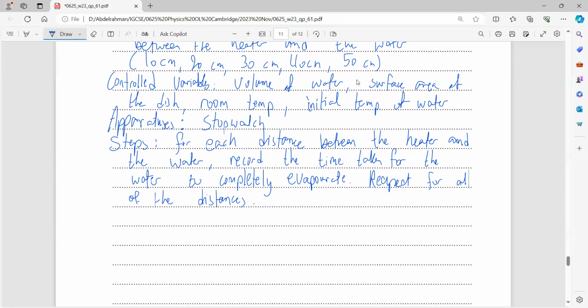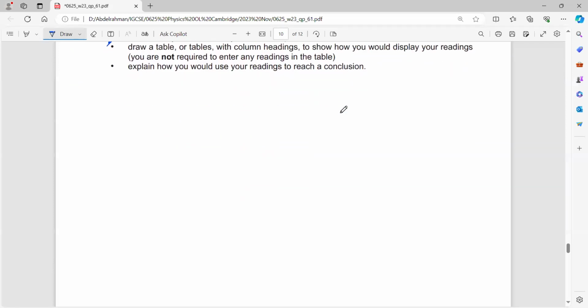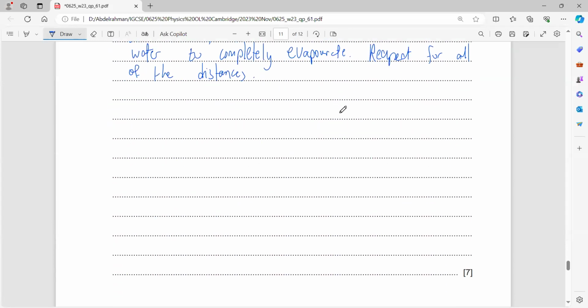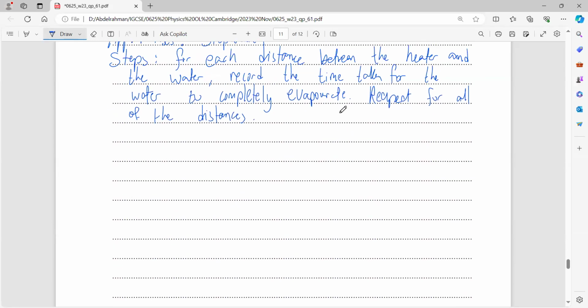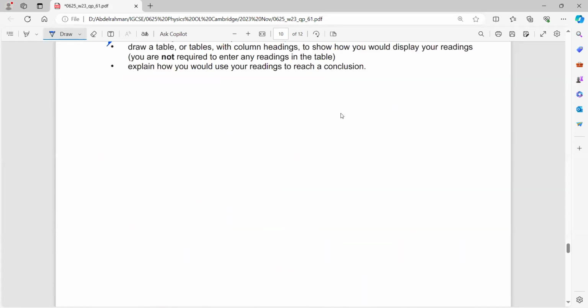That's it. Let's check. What did I do? I stated the additional apparatuses. I stated briefly what I will do. I wrote down the key variables. Can I write down a table? Yes, I can draw a table. Should I write down the table in the lines or above in the empty space? I will write it down in the empty space here. In this empty space I draw a table.